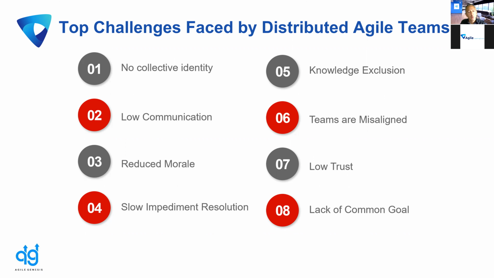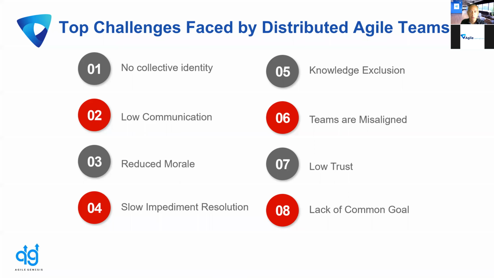We deal with slow impediment resolutions. Maybe a lot of you are already seeing some of this, right? You're coming across problems in your own environment, and you are trying to get help to resolve that, maybe from the leadership, and they're not being as attentive because there's an element of out of sight, out of mind that plays here. The knowledge exclusion is part of that low level of communication, but it has also to do with the fact that there's no visual radiators.